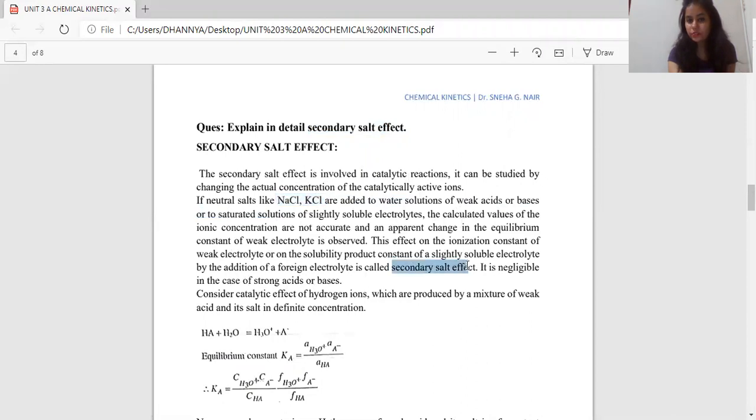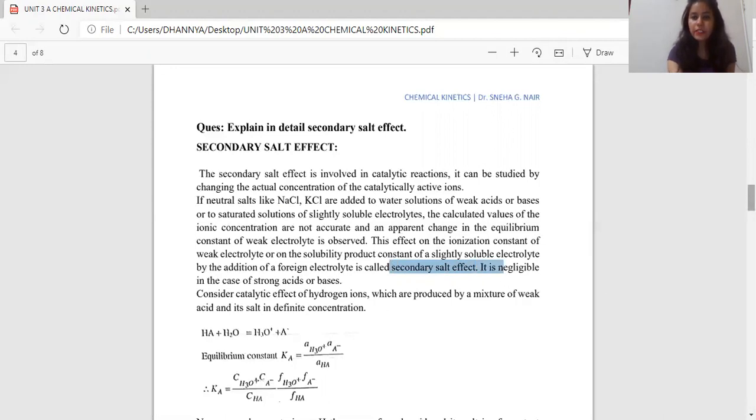So that results in a secondary salt effect. Another simple example: in an electrolytic solution, which can easily get ionized into two different forms, if I'm adding a non-electrolyte, for example sugar or glucose, which are one and the same, it will not get completely ionized. So that will result in the formation of a secondary salt effect.